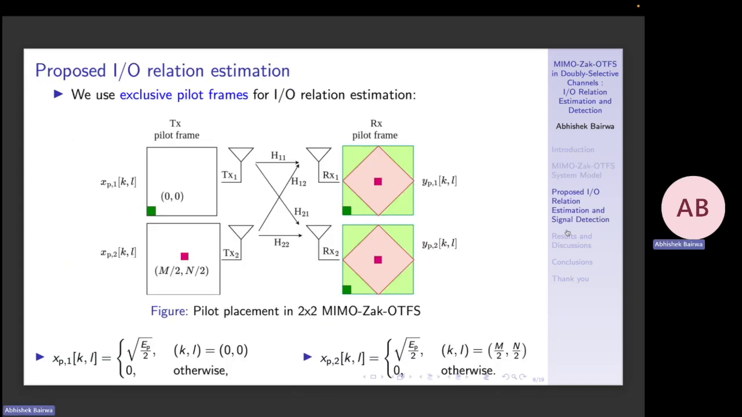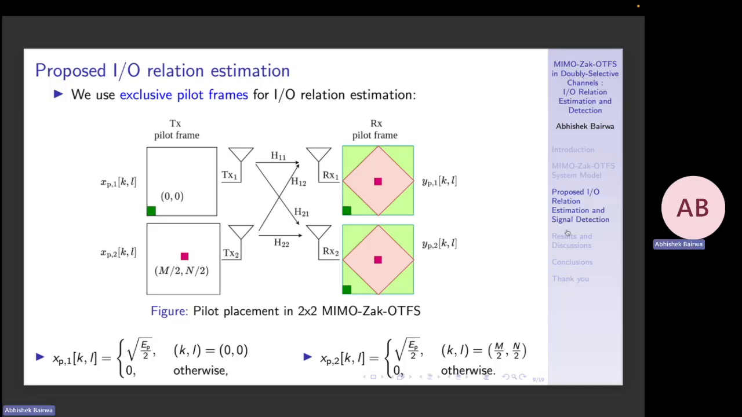So I'll now present the IO relation estimation scheme. We use an exclusive pilot frame for IO relation estimation. We consider 2 cross 2 MIMO Zak-OTFS, with two transmitter antennas and two receiver antennas. At transmitter 1, the impulse pilot is located at the origin in the fundamental region of the DD domain. At transmitter 2, the impulse pilot is located in the middle of the fundamental region of the DD domain. These two pilots interact with the effective channels H effective 11 and H effective 12, and we get the received pilot frame as shown in the figure.